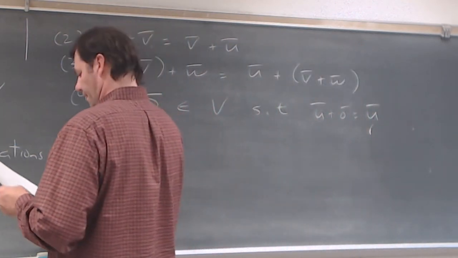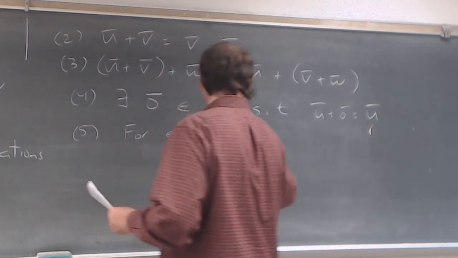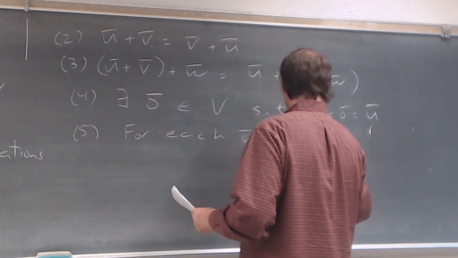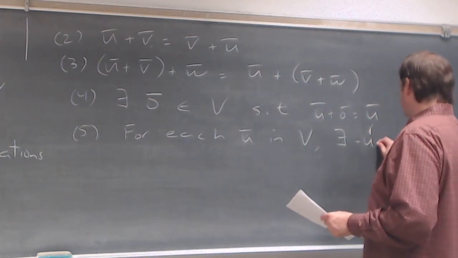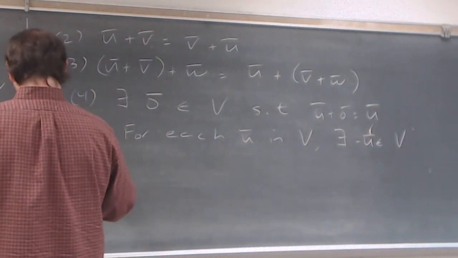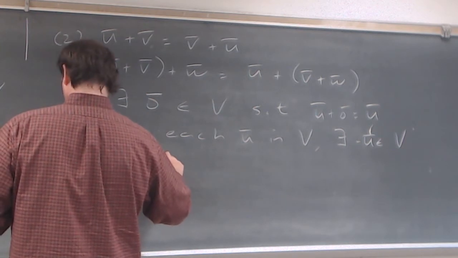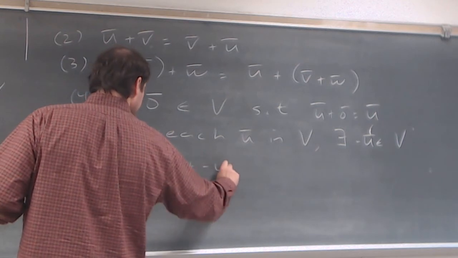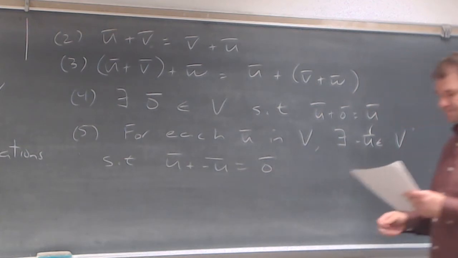Five, for each u in the set V, there exists a minus u in V such that u plus minus u equals the zero vector.